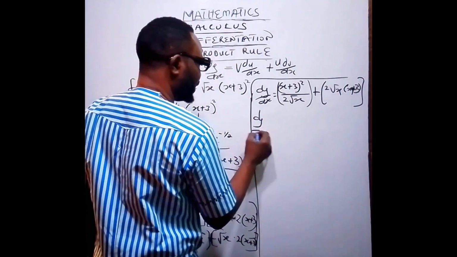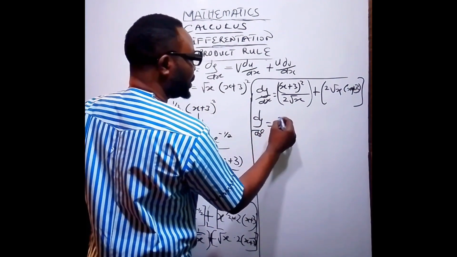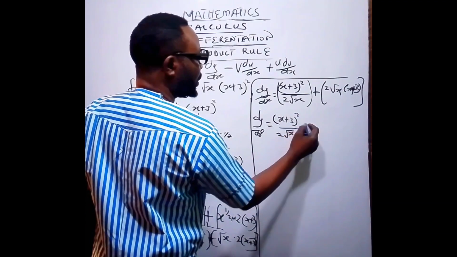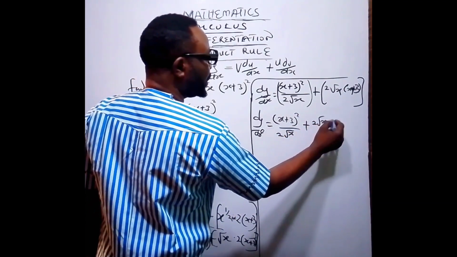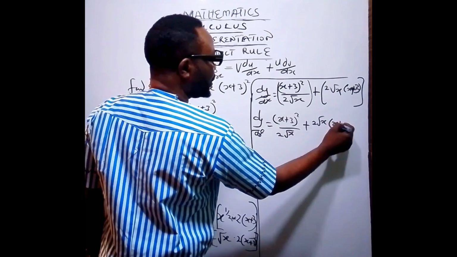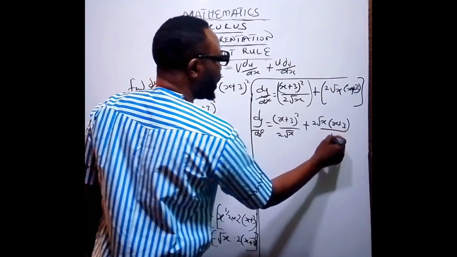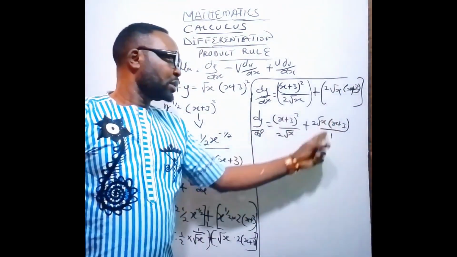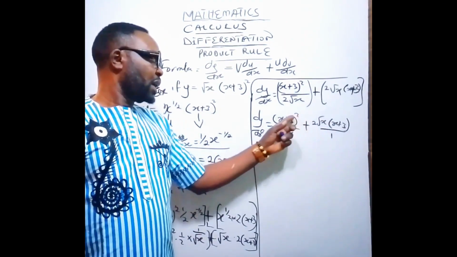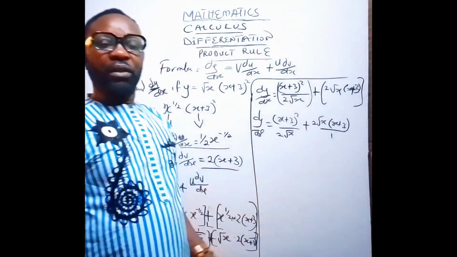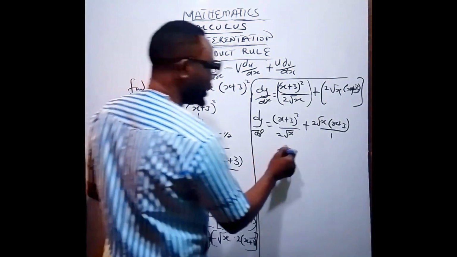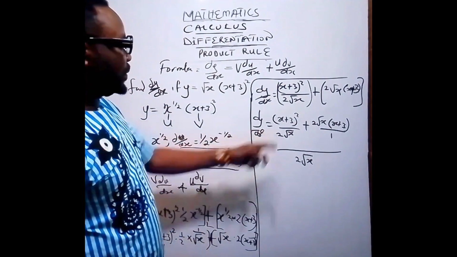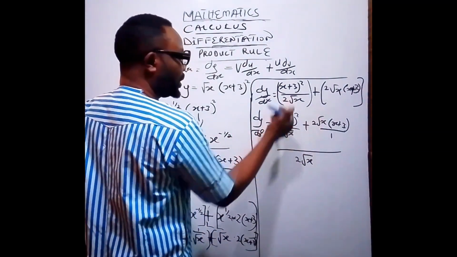We have dy/dx will be equal to x plus 3 squared over 2 root x plus 2 root x into bracket x plus 3 over 1. Now, when you have a fraction, you can say this is a fraction, this is another fraction. If you have fractions separated by a positive sign, you are going to find the LCM. What's the LCM of these two? That's 2 root x. 2 root x and 2 root x, that's 1. 1 times everything here, that will be what?